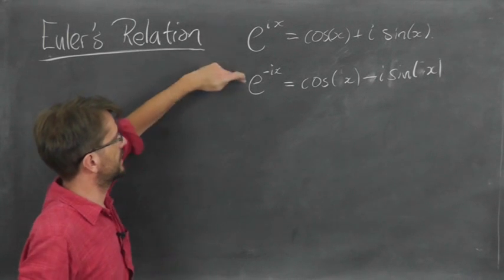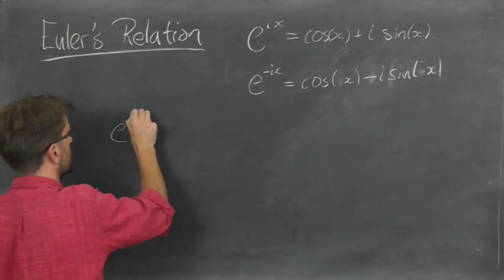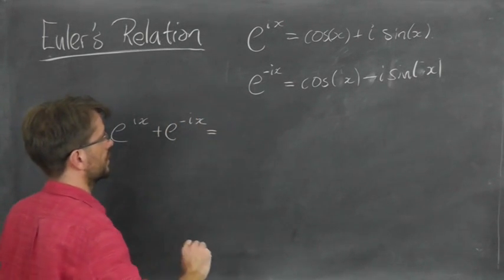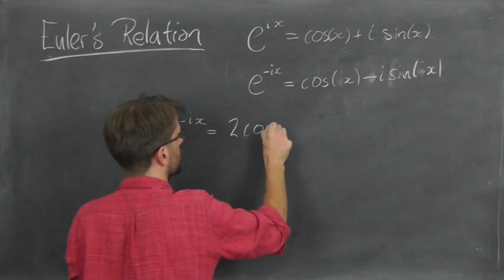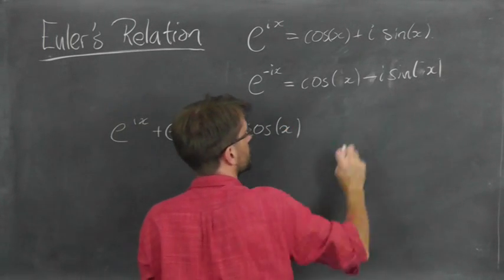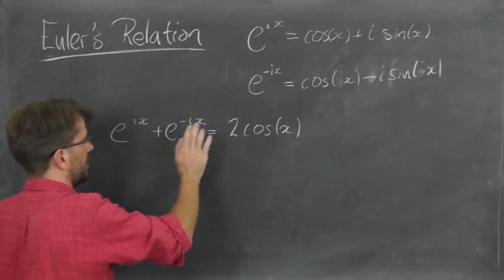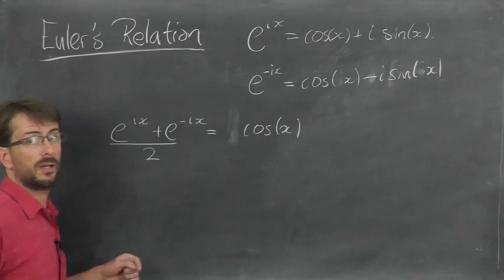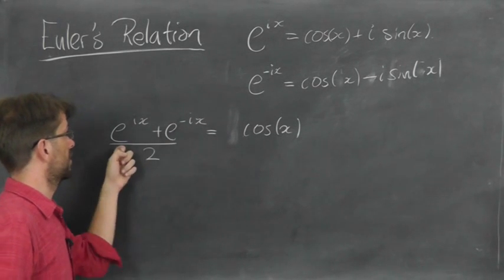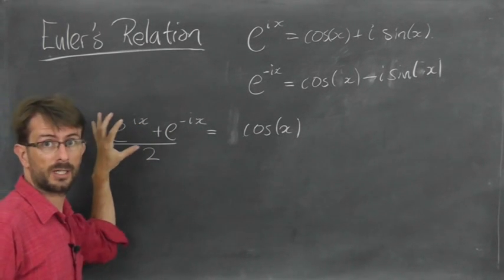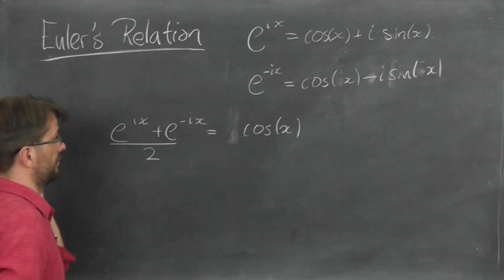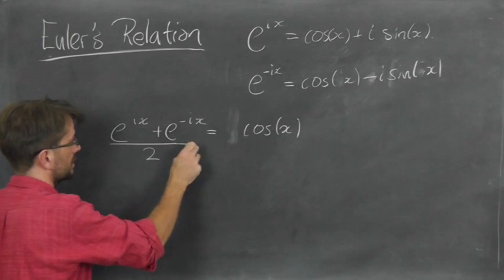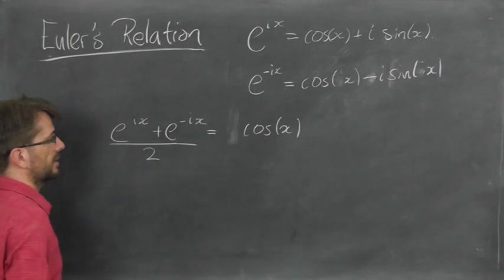Okay, so what happens if I add these two together? We get e to the ix plus e to the minus ix is equal to 2 cos of x, and those two cancel. So I can just divide both sides by 2 and get a nice formula for cos of x in terms of the exponential function. So it looks a lot like the hyperbolic cos, which is where the hyperbolic cos gets its name from, if you've done the hyperbolic cos yet. So we get that nice little simple formula.